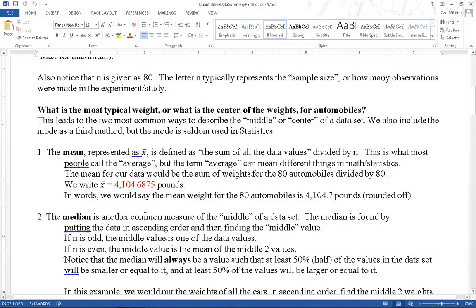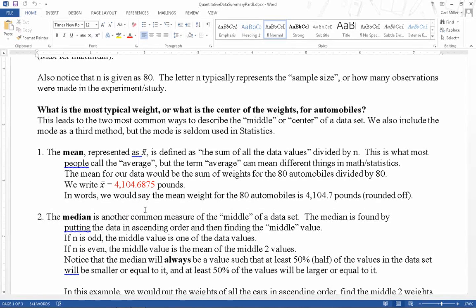Now the median is another common measure of the middle of a data set. The way you obtain the median is you first put the data in order, and then you split that in half. So you find either the value that's in the middle if you have an odd sample size, or you take the average, or arithmetic mean, of the middle two values if n is even.